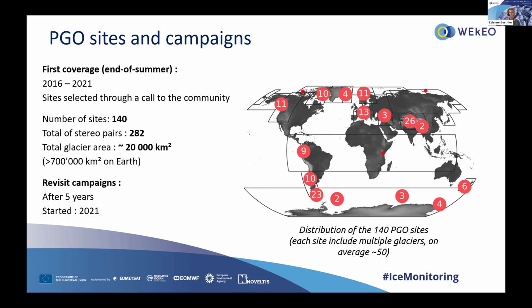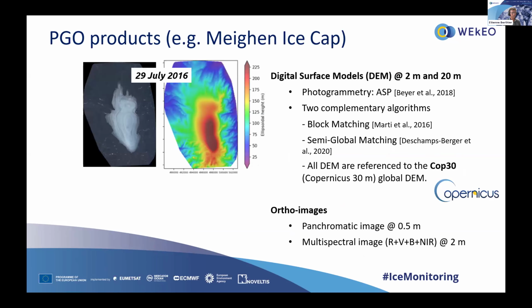And then after 5 years, we enter into revisits. It means that every 5 years, we map again a site that was seen 5 years before to look at glacier change over this period.